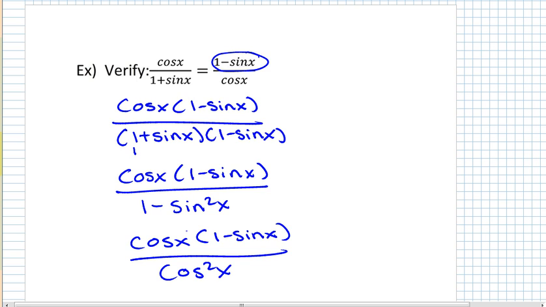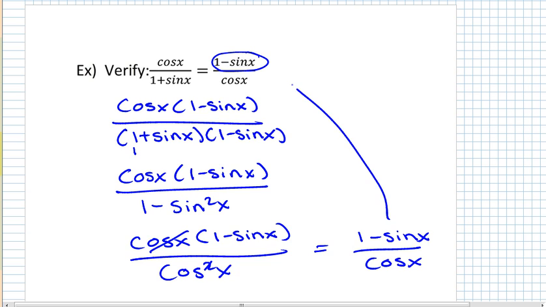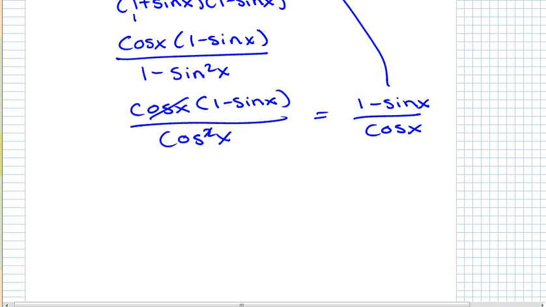And then you can cancel. So basically you're left with 1 minus sine x over cosine x. And that's what you have there. So it's just a different way of solving the puzzle.